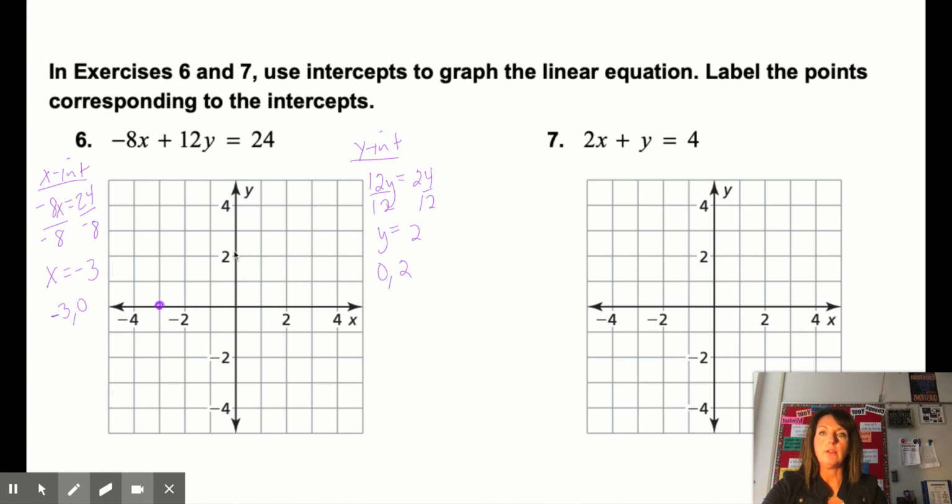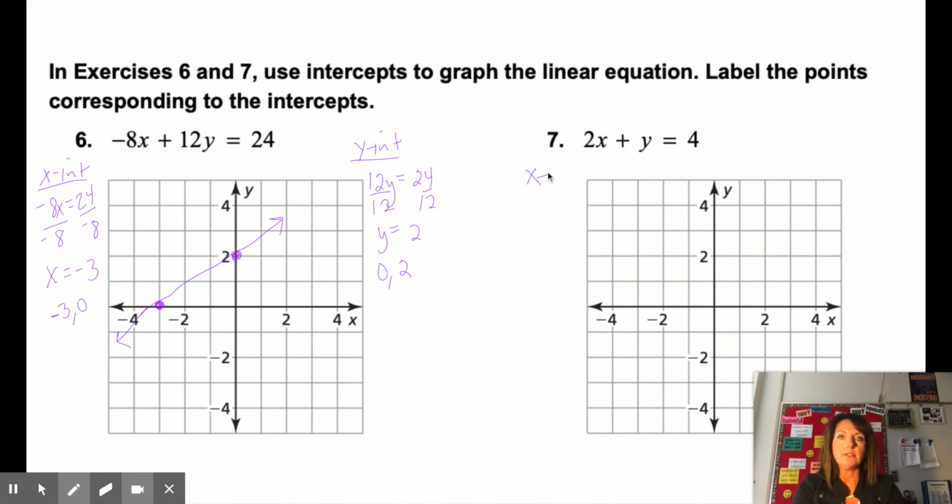Remember, I don't go right or left, but I go up here. And I have 2 points that I could then draw a line. Okay, let's try this one. Again, you may pause the video and try this on your own.